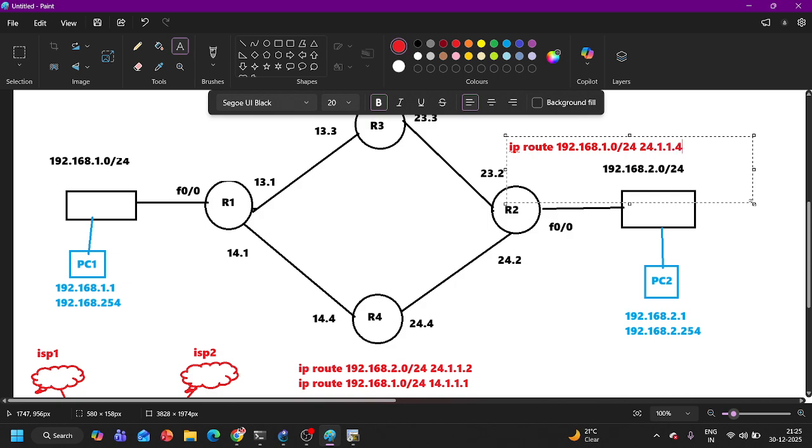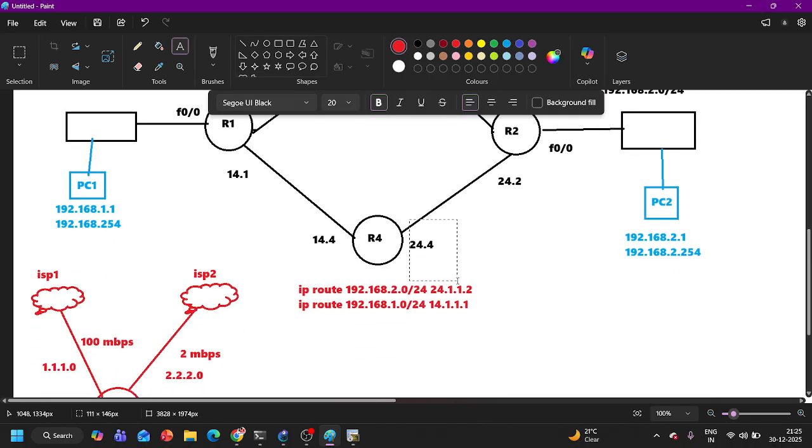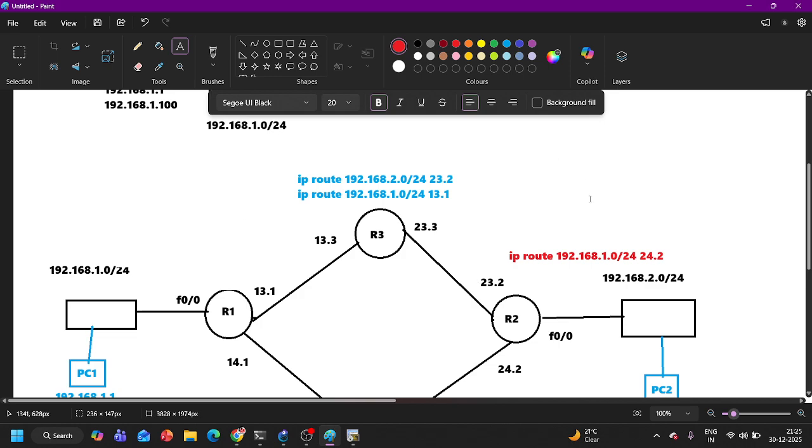Here you will configure routing like this on router number 2, static routing. I told you on router number 2, via router 4 for this subnet, and via R3 for this subnet. So what will happen? Router 2 will compare the destination IP address 192.168.1.1 with the routing table. It will find this route in the routing table and forward the traffic to router number 4, 24.4. So that's why I'm saying asymmetric.